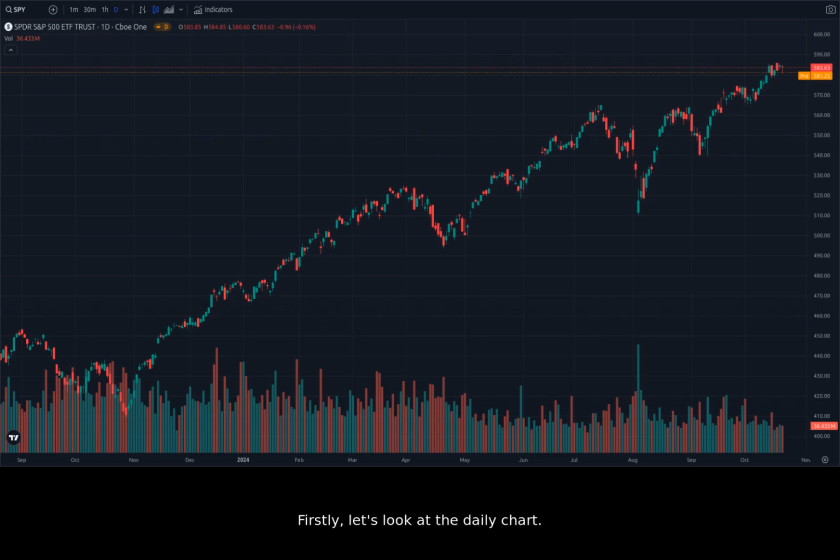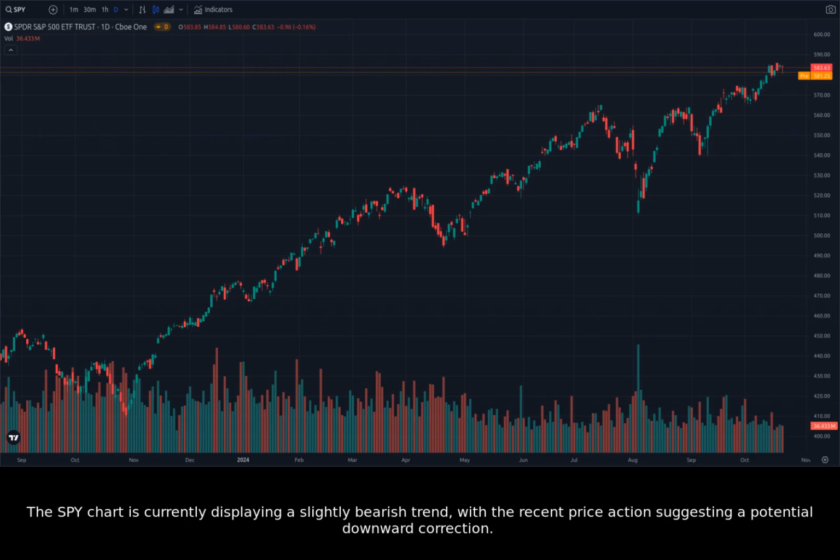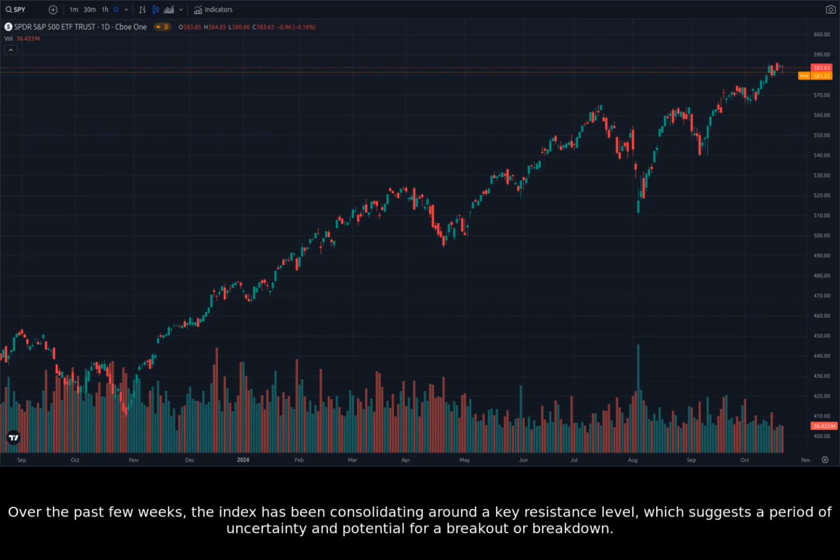Firstly, let's look at the daily chart. The SPY chart is currently displaying a slightly bearish trend, with the recent price action suggesting a potential downward correction. Over the past few weeks, the index has been consolidating around a key resistance level, which suggests a period of uncertainty and potential for a breakout or breakdown.